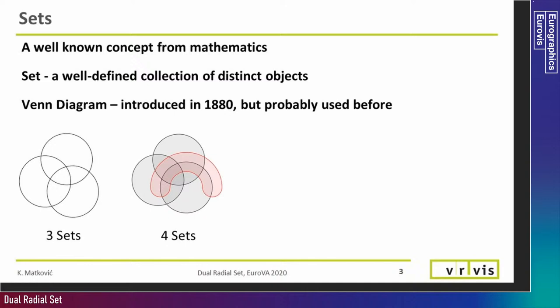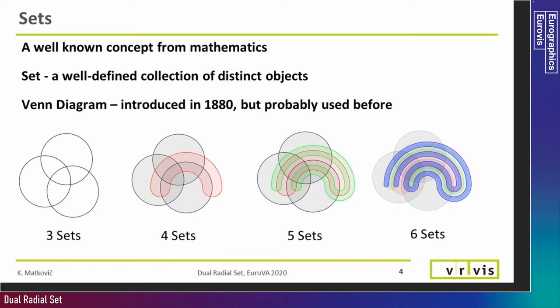And now if we increase the number of sets from four to five, it becomes more and more clumsy, so to say, and overlapped. And for six sets, it's already very hard to see which area of the diagram corresponds to which cross section of the sets.